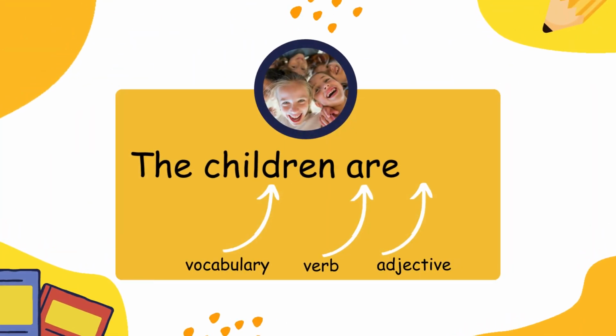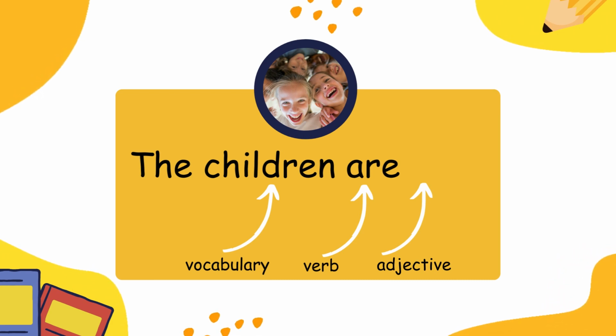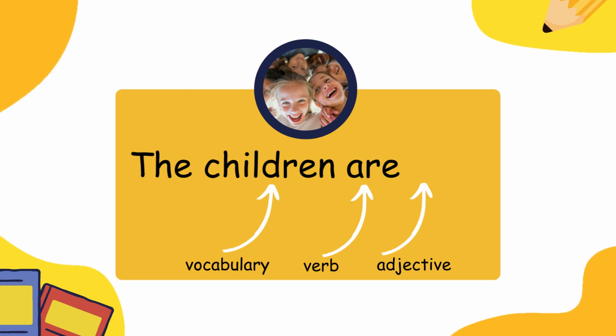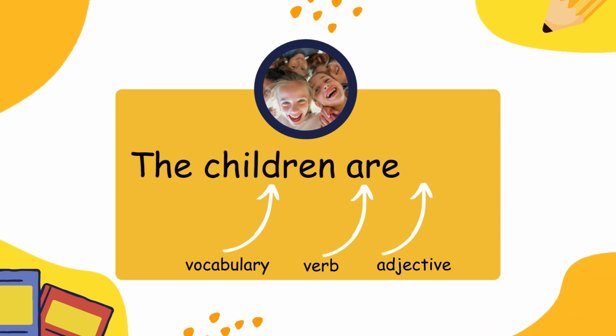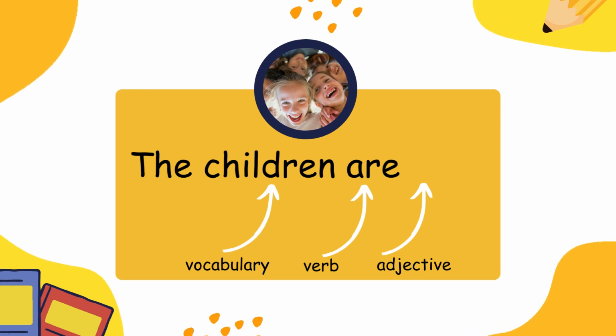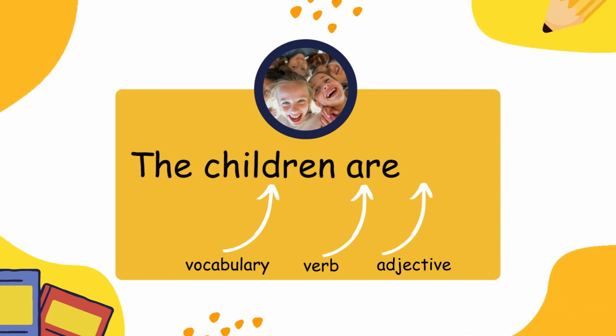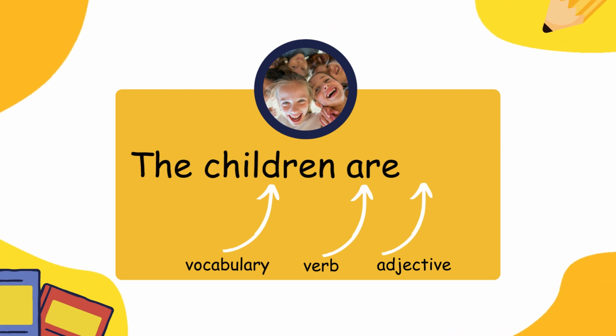And now we are going to try a sentence with a plural subject. So I have chosen the children. And just to help you, I've also given you the verb. The children are, because here the children can be replaced by the pronoun they. Now it's your turn. How would you finish the sentence? Say it out loud and see if it sounds right.